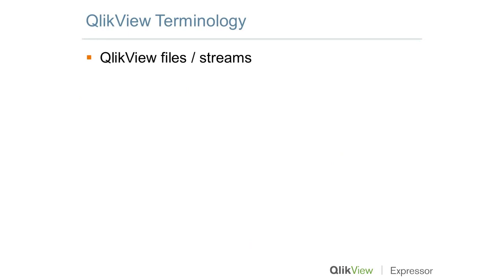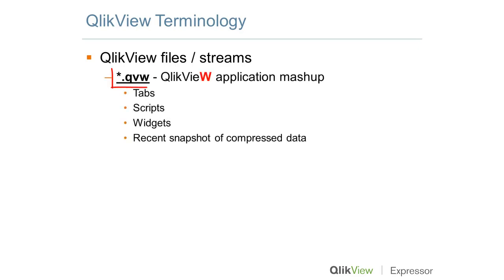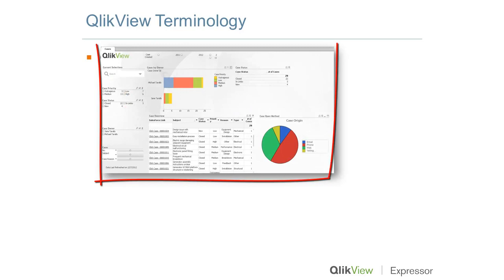Now we'll cover some brief QlikView terminology. The following are a list of QlikView files or streams. The first one is QVW. This is the actual QlikView application mashup that you view and interact with. It contains all visual widgets, load scripts, field metadata, and embeds a recent snapshot of the data. Expressor can harvest metadata from this file to create an Expressor QlikView schema.